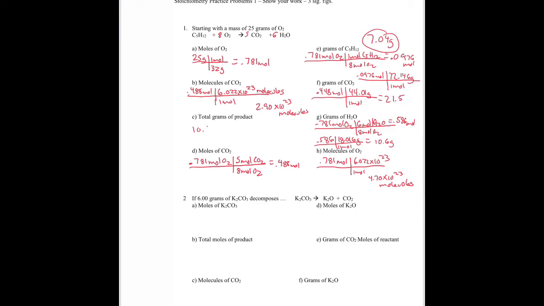Then for the total grams of the product, that's the grams of carbon dioxide plus the grams of water. So 10.6 plus 21.5 is 32.1 grams. Now for the second question, I went ahead and moved it up a little bit so it's easier to see. Start off with the first thing is that we already have a balanced equation, so we don't have to do anything to balance this.